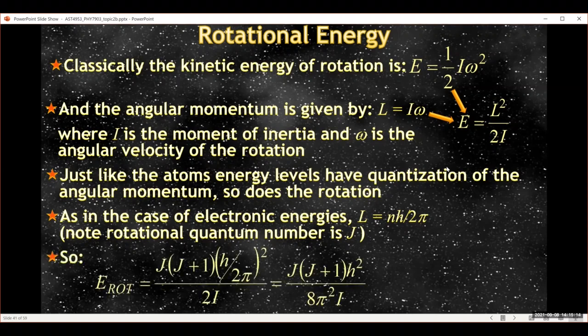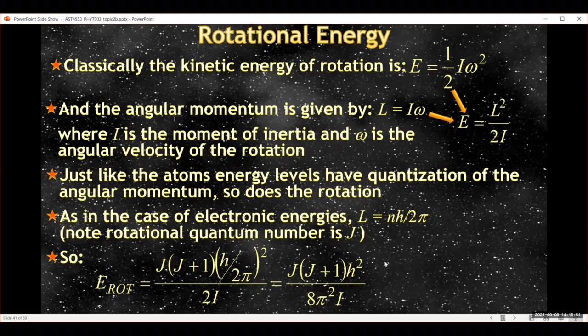So here I'm putting this together. I've taken this L is nh over 2 pi, and I've put it into here as L squared, so I've got the h over 2 pi all squared. But here I've put in J and J plus 1 for two adjacent levels, and they're all over 2I over here. This is the moment of inertia. And then if I simplify that, I end up with this equation.